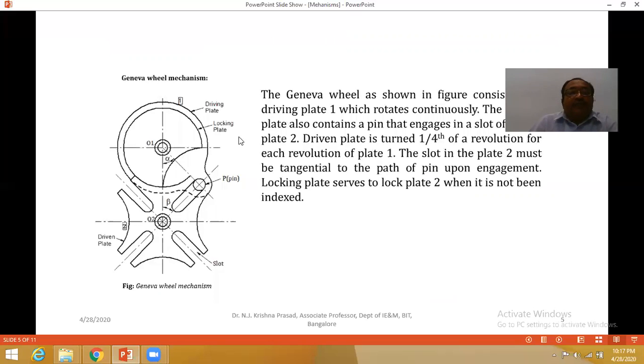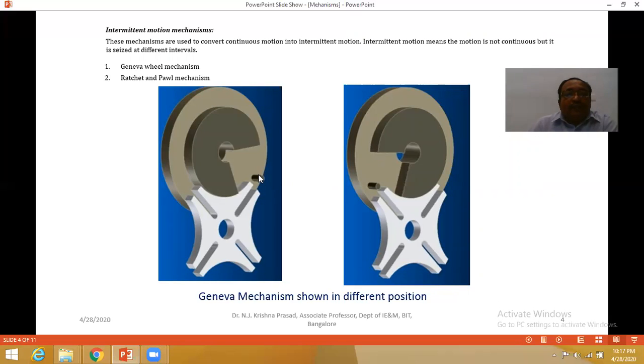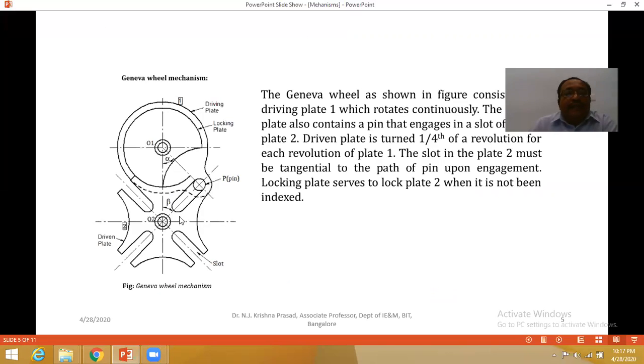The orthographic projection of the Geneva wheel mechanism is shown here. This is the driving plate and this is the driven plate. The driving plate is rotated continuously. This projection enters tangentially and leaves, so that for one revolution, the driven plate is revolved by 1/4 of a revolution. When indexing is not required during that period, the locking plate provided here fixes it so that the driving and driven members will not rotate.